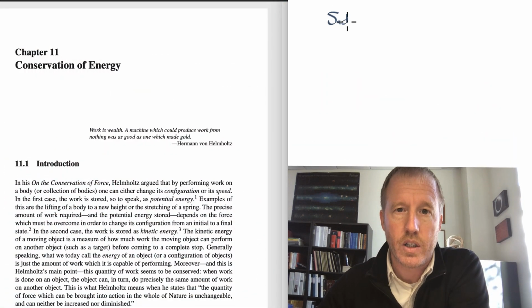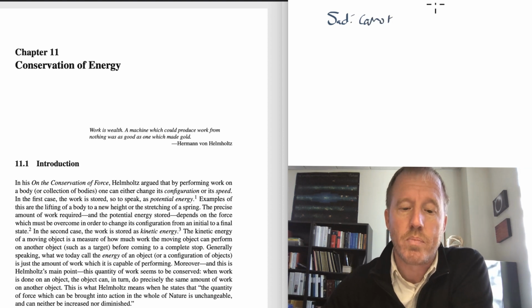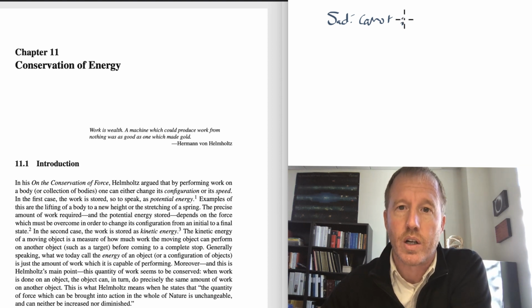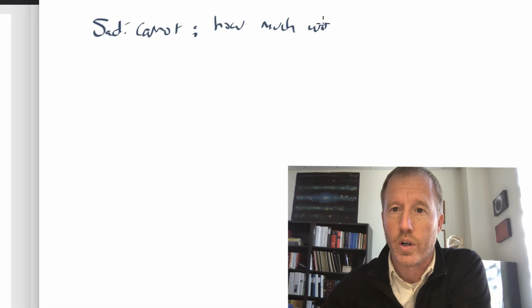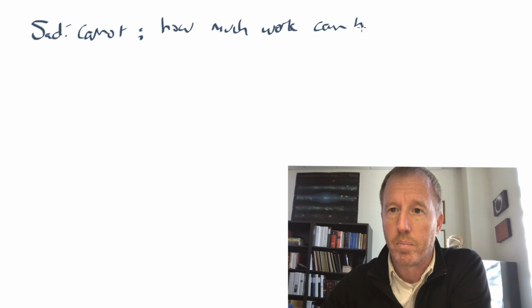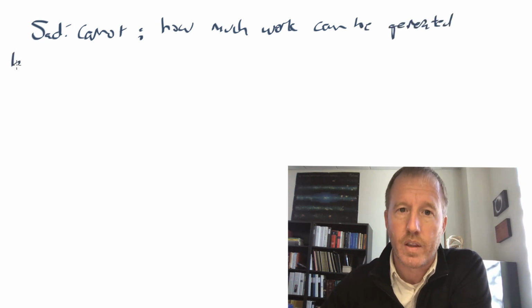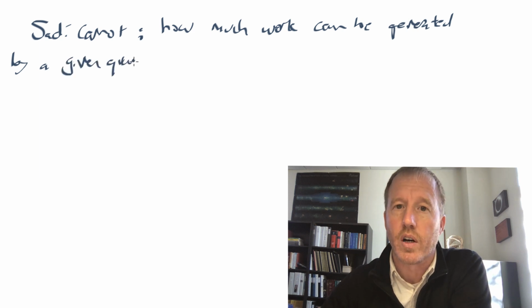So Sadi Carnot attempted to do measurements of how much work can be generated by a certain amount of heat. So the question is, how much work can be generated by a given quantity of heat?